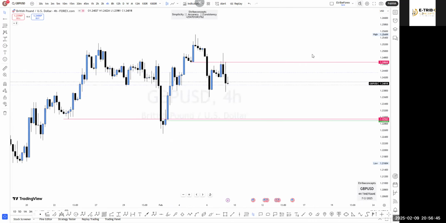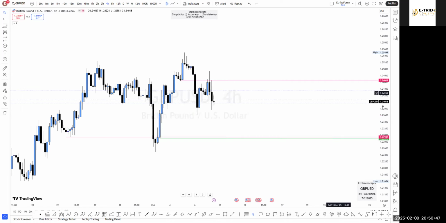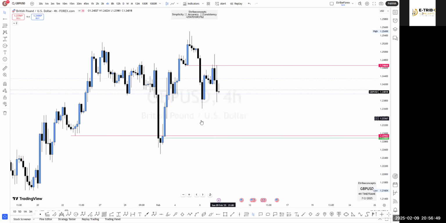So for me, I'm bearish on GBP USD also. So areas of interest, you know the levels for intraday trading are 4 hours, 1 hour and below. Confirmations and refinement is 30 minutes, 15 minutes, 5 minutes and all that.